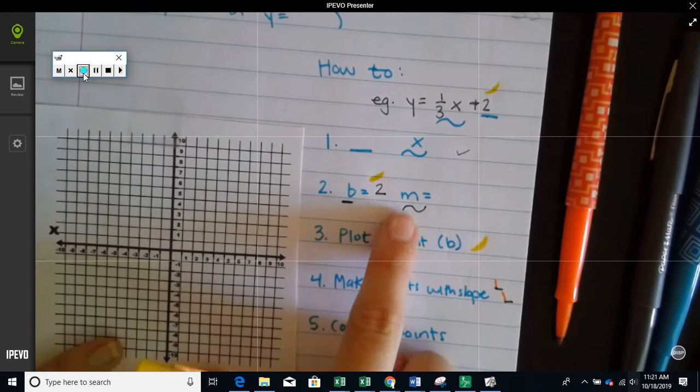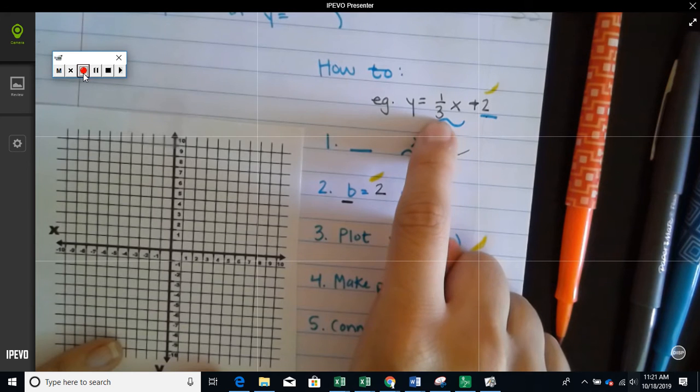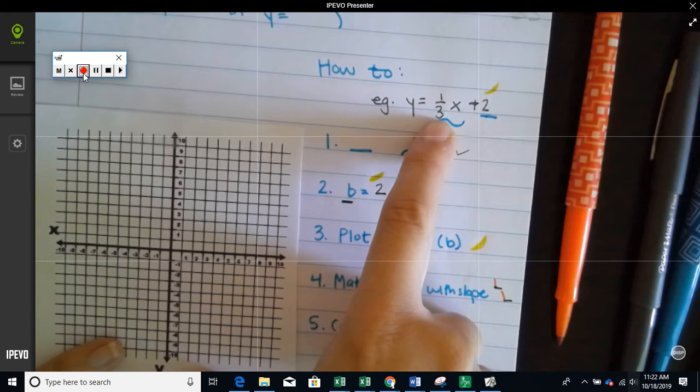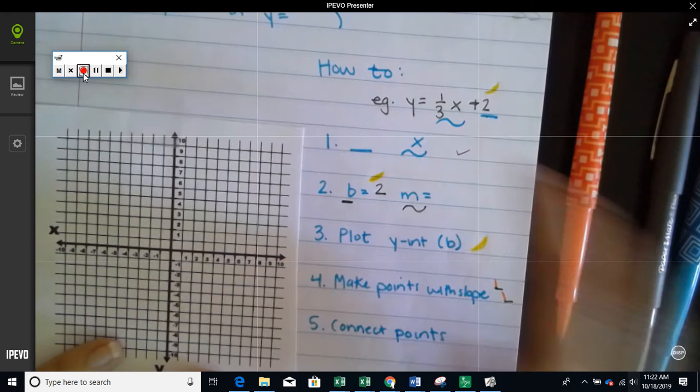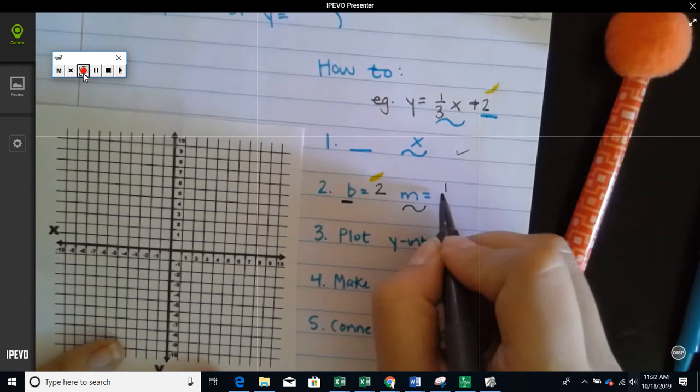Now, your m is the one that you squiggly. I squiggly this one. What is the number? X is not it, that's the one that changes, that's the variable. The coefficient or the number in front of x is what I'm talking about, and that is 1 over 3. So I write 1 over 3.